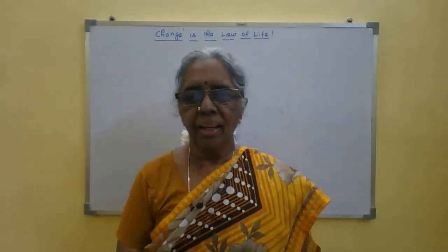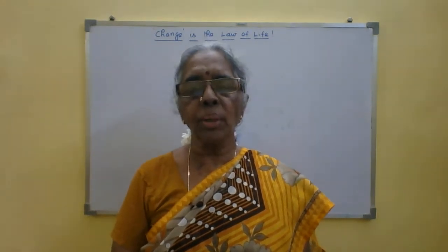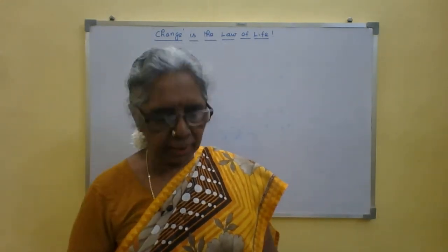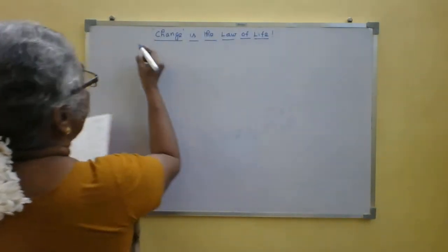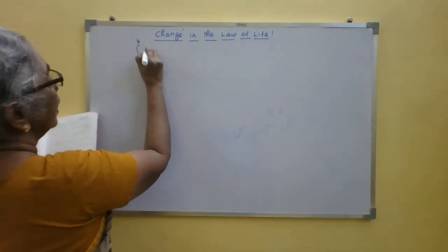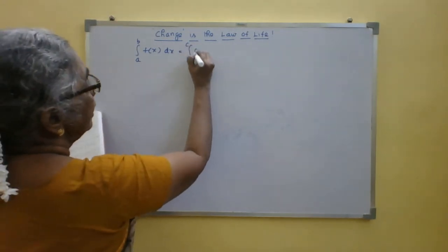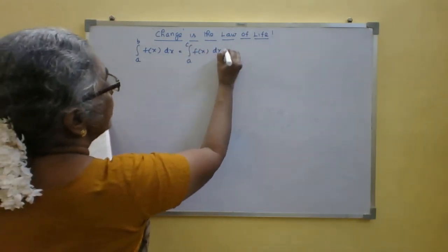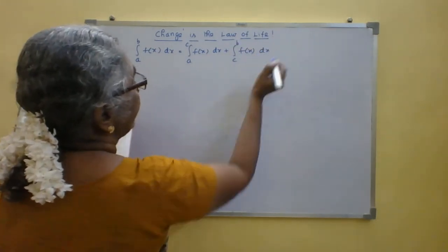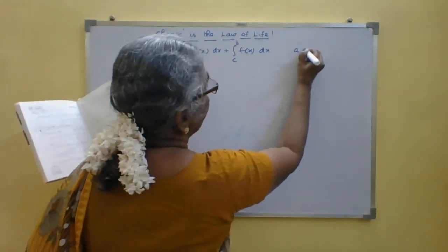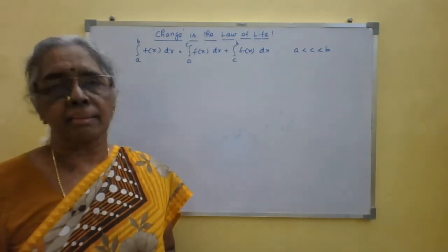Good day everyone. Today we will see how to integrate if the integrand is a modulus function using a property of definite integral. The property we will be using today is integral a to b f of x dx is equal to integral a to c f of x dx plus integral c to b f of x dx. Here that c will lie in between a and b, so a less than c less than b.